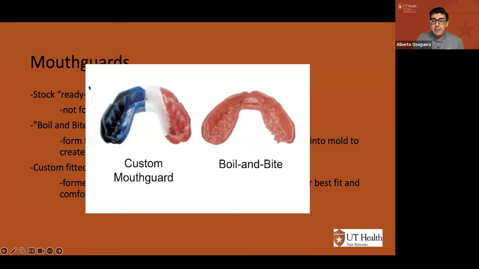And then the custom mouth guard is going to be your mouth guard of choice. This is made by a professional dentist or a dentist office. It's definitely more form fitted, provides the most protection, and it's the best fitting and most comfortable. So a little bit about mouth guards. I know it's not something that I talk about too frequently.